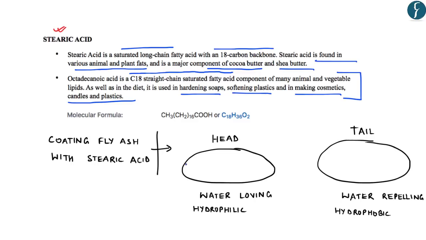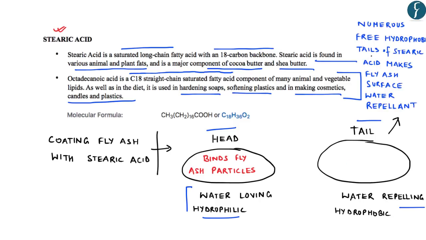Now let us understand what happens when fly ash is coated with stearic acid. Now the stearic acid has two parts. One is the head, which is water loving, or hydrophilic, and one is the tail, which is water repelling or hydrophobic. Now the head of stearic acid, which is hydrophilic, binds to fly ash particles, whereas the water repelling tail remains free. Now these numerous free hydrophobic tails of stearic acid make the fly ash surface water repellent, and it is this property which the scientists have used to make fly ash water repellent by coating it with stearic acid.